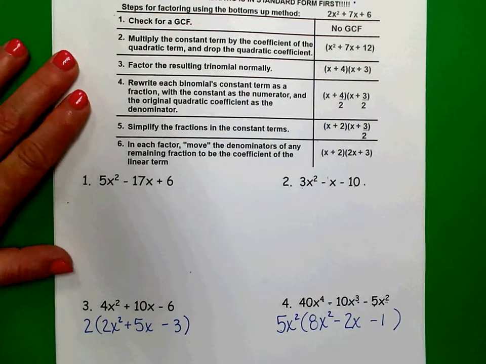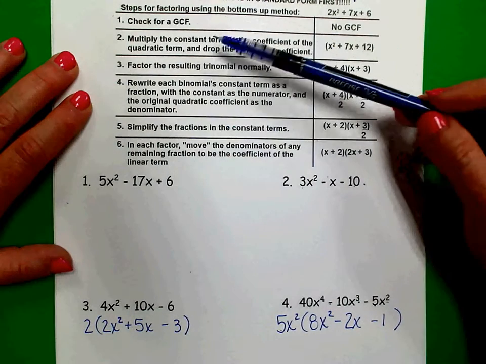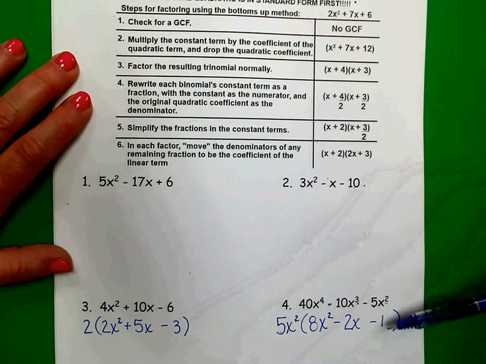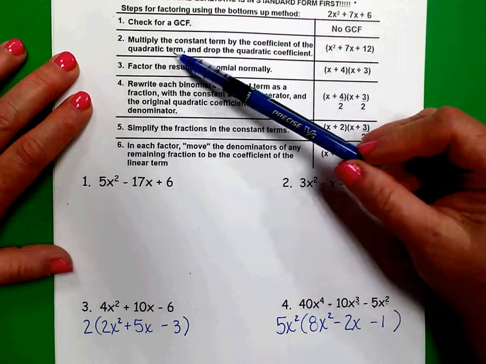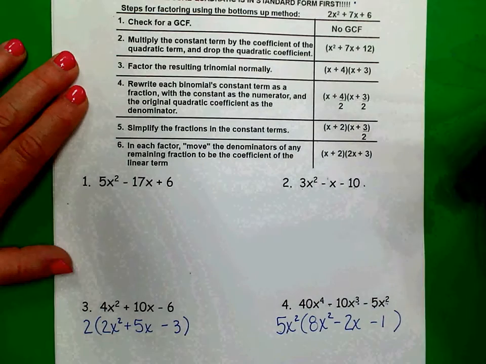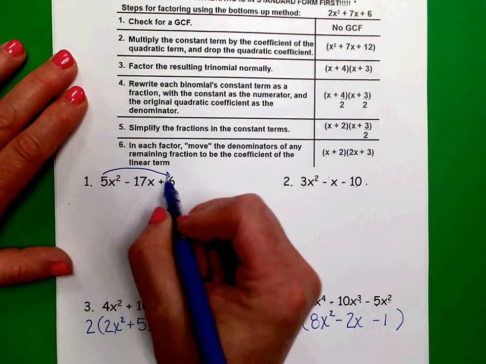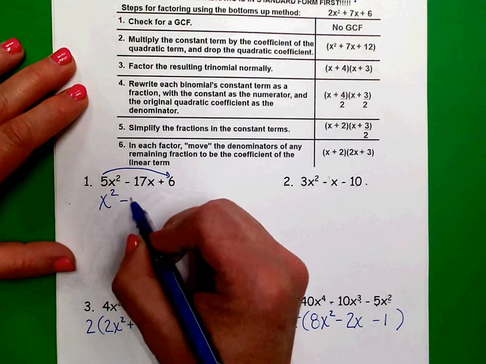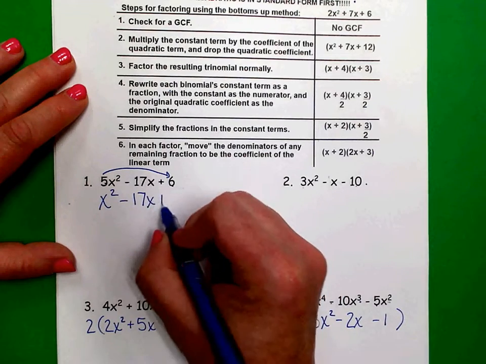Now we're going to use the bottoms up method to factor these. Step 2 tells me to multiply the constant term. The constant term is the term that doesn't have the x, the end number. We're going to multiply the constant term by the coefficient of the quadratic term, that means the number in front of the x squared, and we're going to drop the quadratic coefficient. It sounds really confusing, but here's what it's saying. We're going to take the 5 and bump it to the end and multiply those together. So the 5 won't be here anymore. Not doing anything to the middle term. This 6 is going to be multiplied by the 5, so I'm going to have a plus 30 right here.